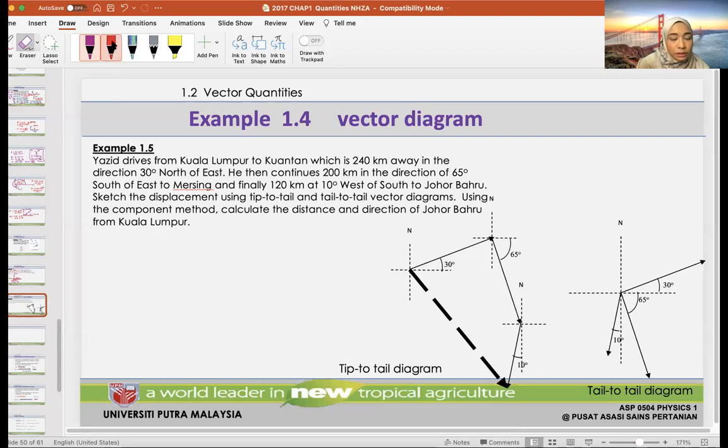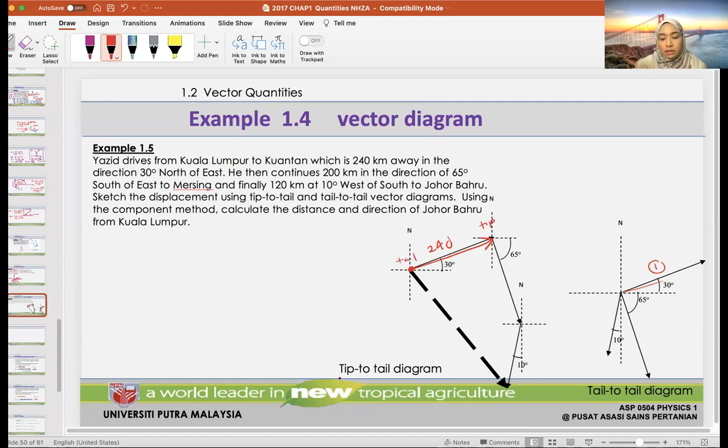Okay, so let's see. From Kuala Lumpur to Kuantan, which is 240 kilometers, 30 degrees north of east. So dia ambil yang ni, this first vector, vector number 1. This is 30 degrees with respect to the x-axis, and the person who wrote this example drew the vector from here to here. This is the tail, and this is the tip.